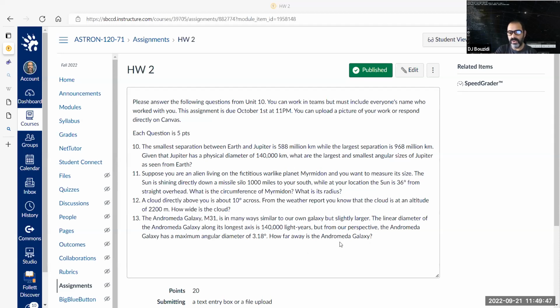How far is Andromeda? Again, use that formula. Again, you have L, which is the size of Andromeda, which is 140,000 light years, divided by 2 pi times the distance. You don't know what the distance is. You want to find what the distance is, but you're given the angle, which is 3.18 divided by 360. So you have everything. You should be able to find the distance.